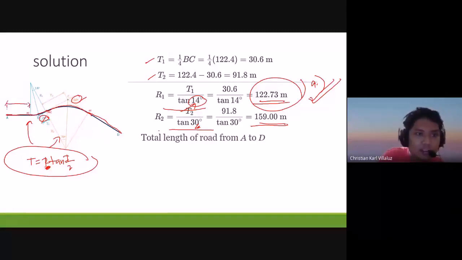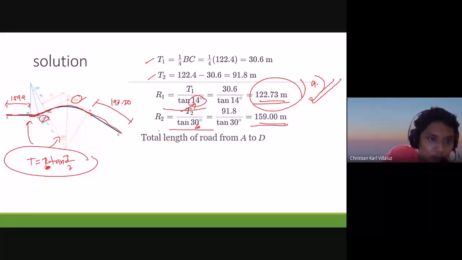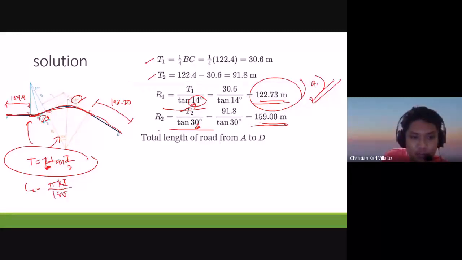We identified this length earlier, and this distance as well, which is equivalent to 154.4, and on the other side, 193.2 meters. So, we just need to find the length of arc for each curve. The length of curve or length of arc is pi R I over 180 degrees. So, for LC1 and LC2.